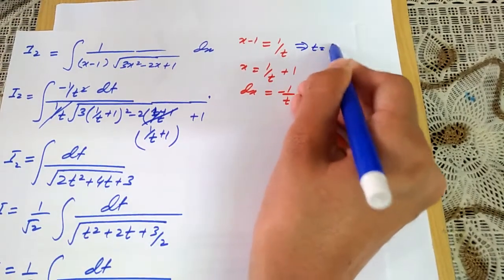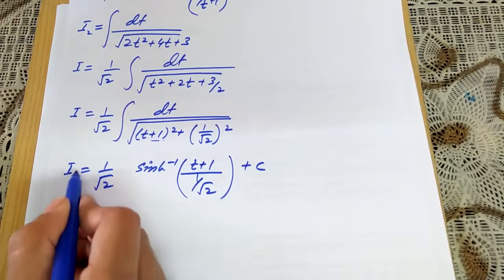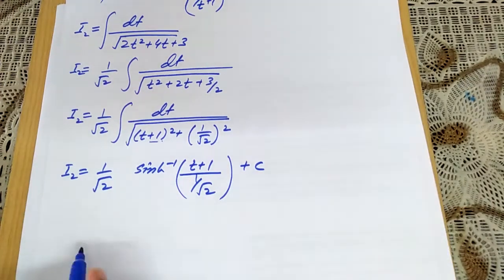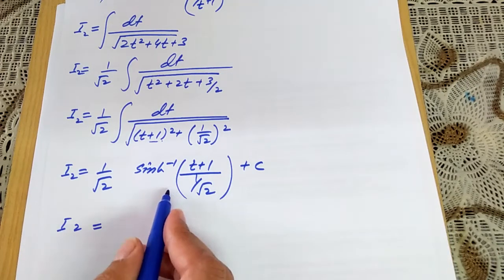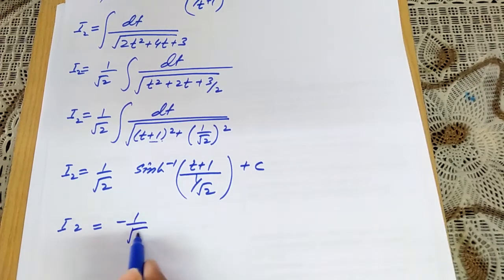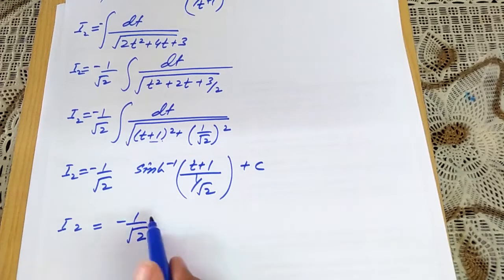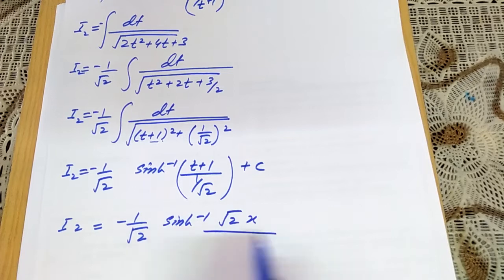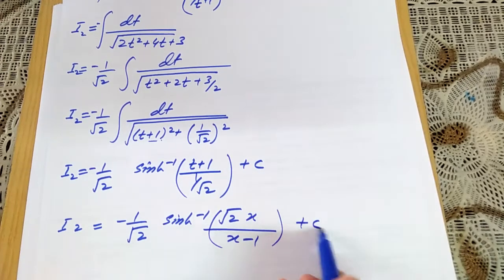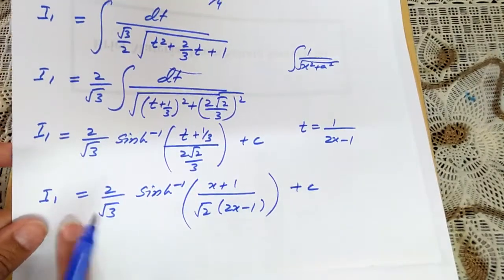Use the value of t here. What is the value of t? T is equals to 1 over x minus 1. Use the value of t here. I will get I2 will be equals to, here I will get minus 1 over under root 2. This negative sign is also here. Minus 1 over under root 2 sine hyperbolic inverse under root 2x over x minus 1 plus constant of integration. Now you got the answer for I2. You also got the answer for I1.